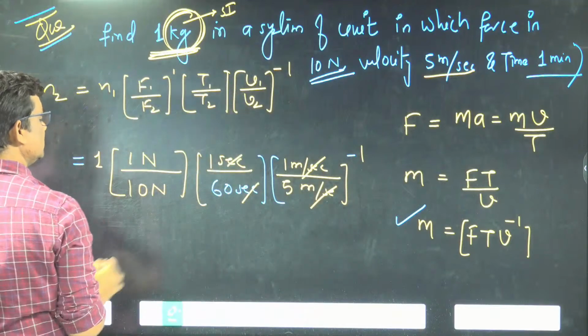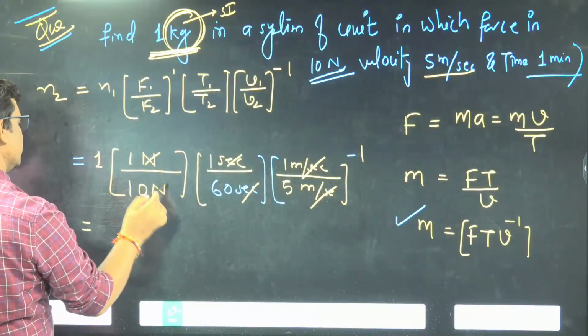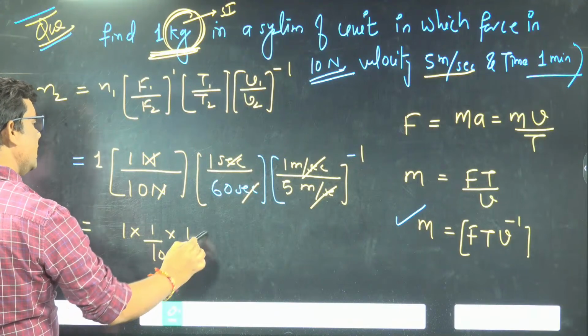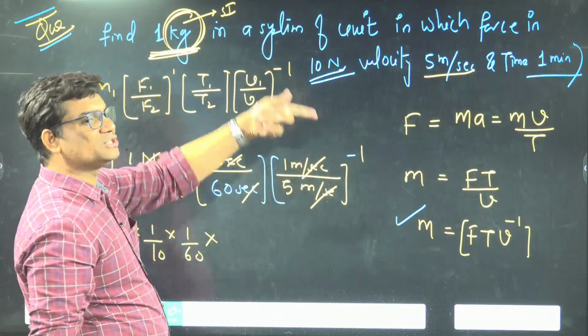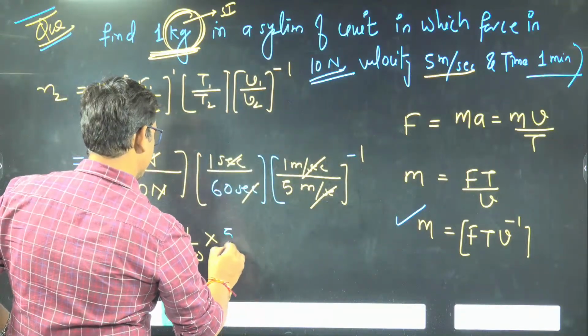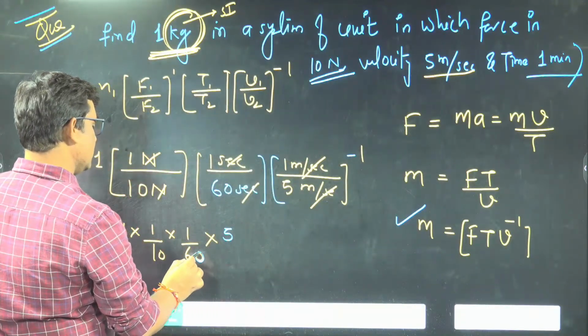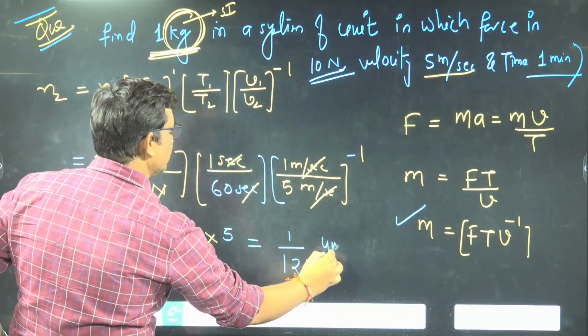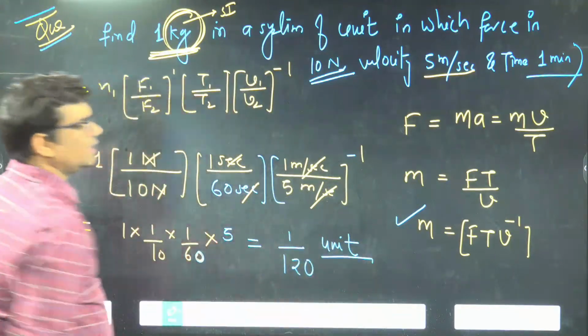You can say, sir, meter per second cancelled, second cancelled, Newton cancelled. So 1 into 1 by 10 into 1 by 60, and then here 1 by 5 power minus 1. It will go upside, so this will be 5. What will be the final answer? This calculation you will tell: 1 by 120 unit. Okay. Here we can write the unit.